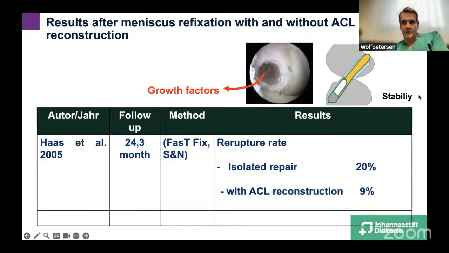So these two factors, stability and growth factors, may be responsible for this observation that the re-rupture rate is much lower when we perform meniscus repair in combination with ACL reconstruction.